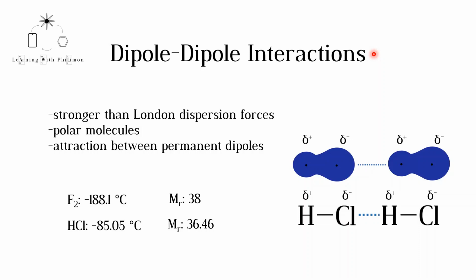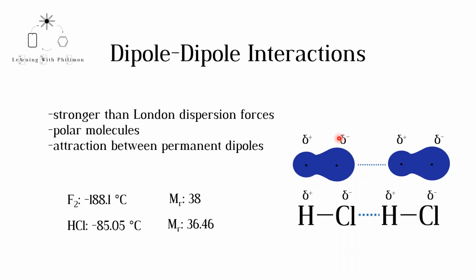Dipole-dipole interactions are a stronger intermolecular force than London dispersion forces. In London dispersion forces, we saw that temporary dipoles form. In some molecules, the dipole is permanent. When one element is more electronegative than the other, it pulls the shared pair of electrons closer to its nucleus. This creates a dipole, as seen in the diagram.